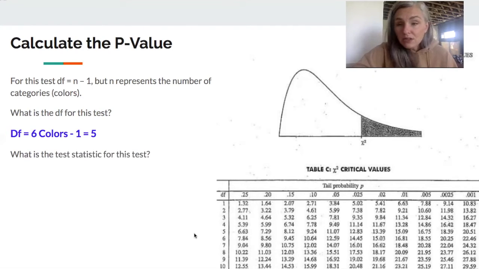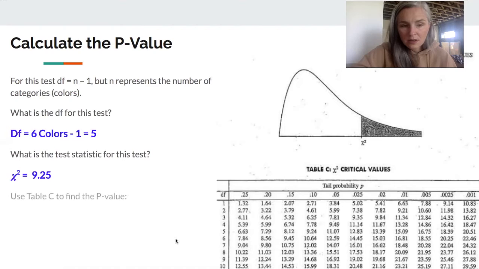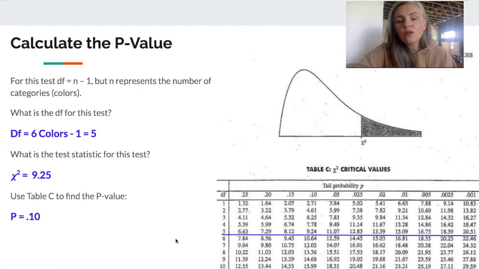Then we need to use the test statistic. Our chi-square test statistic is 9.25. So we go to that 5 and we go to 9.25, which is bigger than 9.24. So it's going to be right here, somewhere around 10%. So again, we can go through that. Degrees of freedom was 5, so I'm only looking at that row. On that row, I find the number closest to our chi-square test statistic.